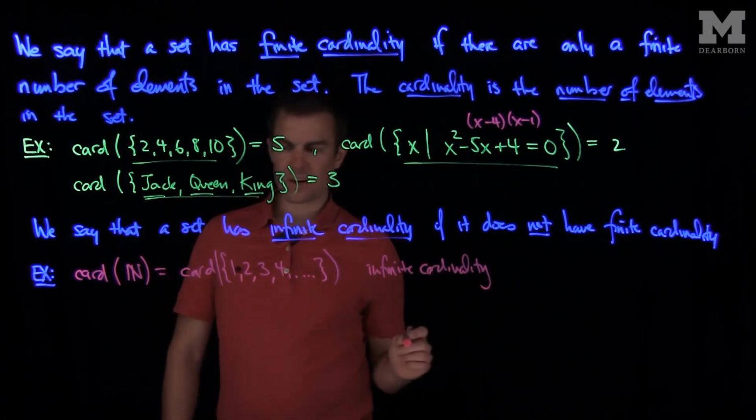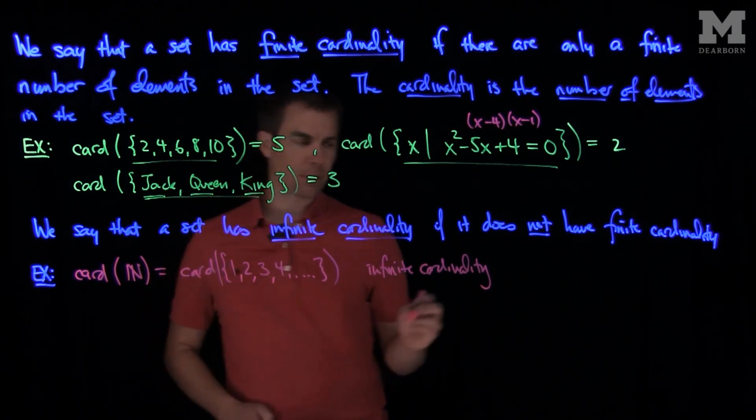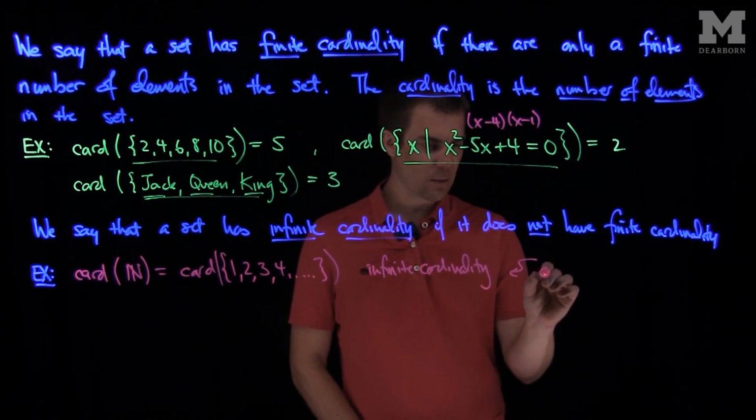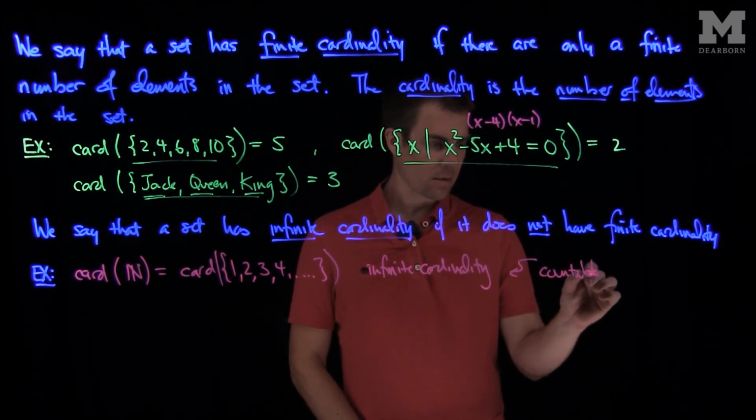And we can be more specific about this. The cardinality of the natural numbers is called countable. So this is going to be a countable infinity.